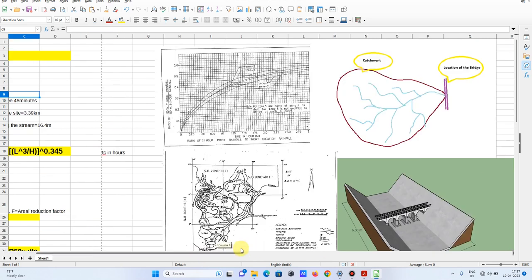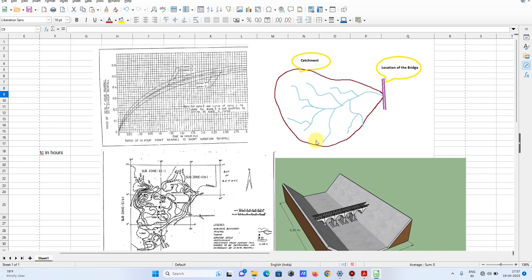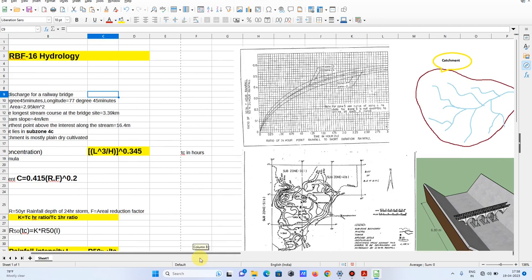So you can consider it like this. If you check this illustrative sketch, this is the location of my railway bridge, and I have delineated the catchment. This is the longest flow path, and the length of this longest flow path is 3.39 kilometers, and its catchment area is 2.95 square kilometers.